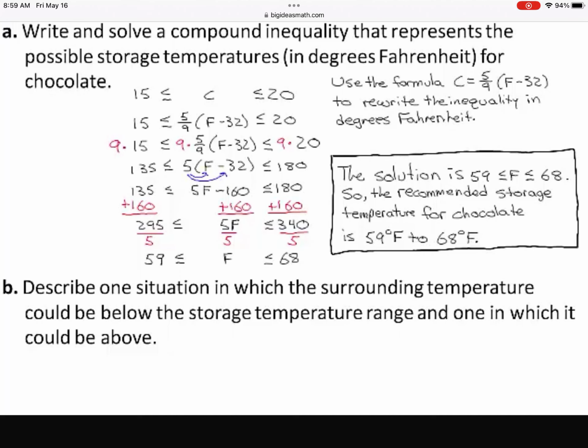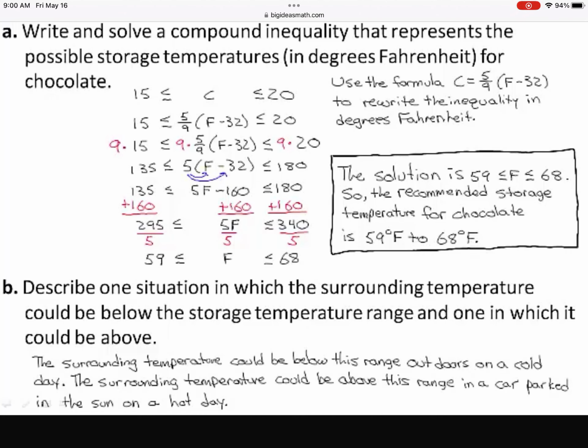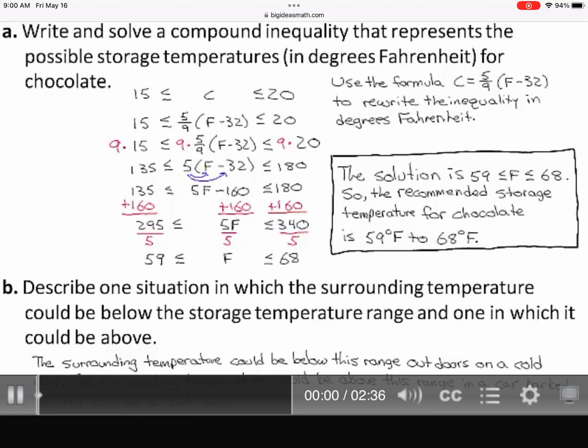Part B. Describe one situation in which the surrounding temperature could be below the storage temperature range, and one in which it could be above. The surrounding temperature could be below this range outdoors on a cold day. The surrounding temperature could be above this range in a car parked in the sun on a hot day.